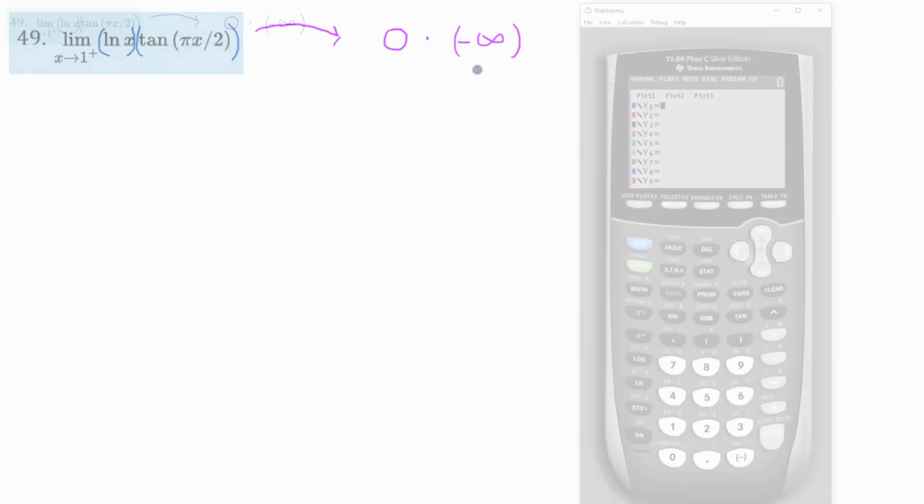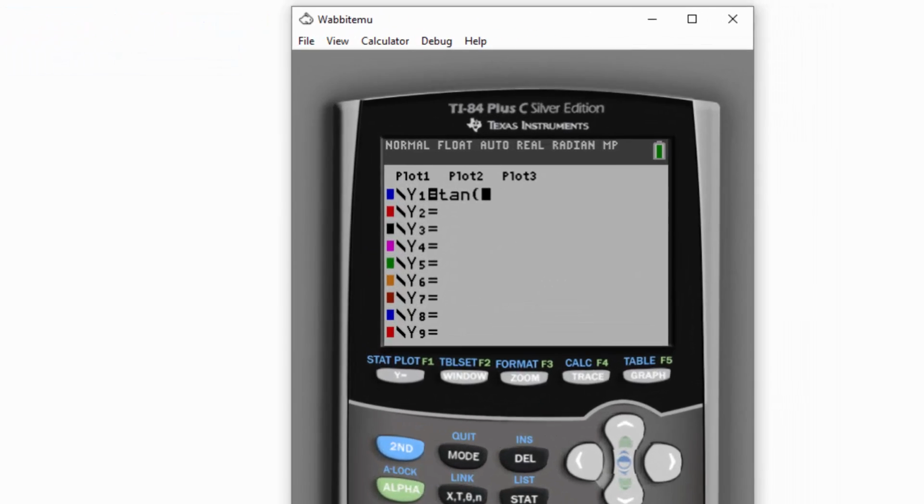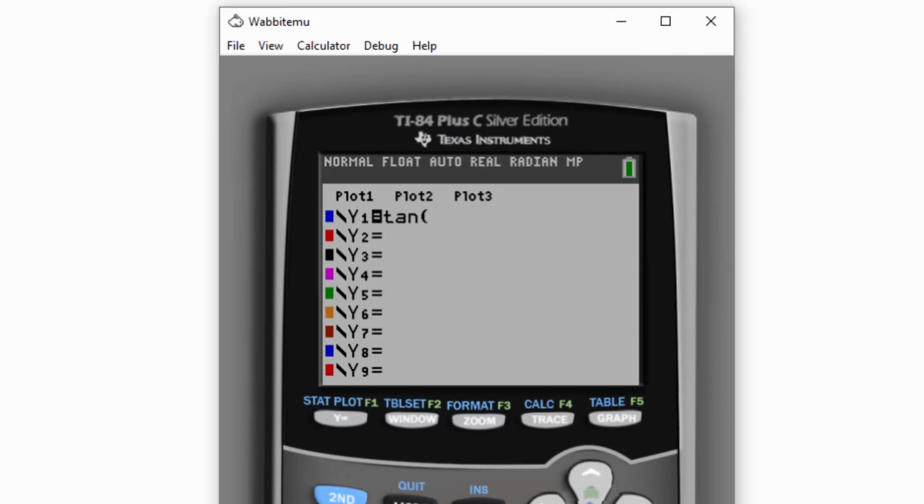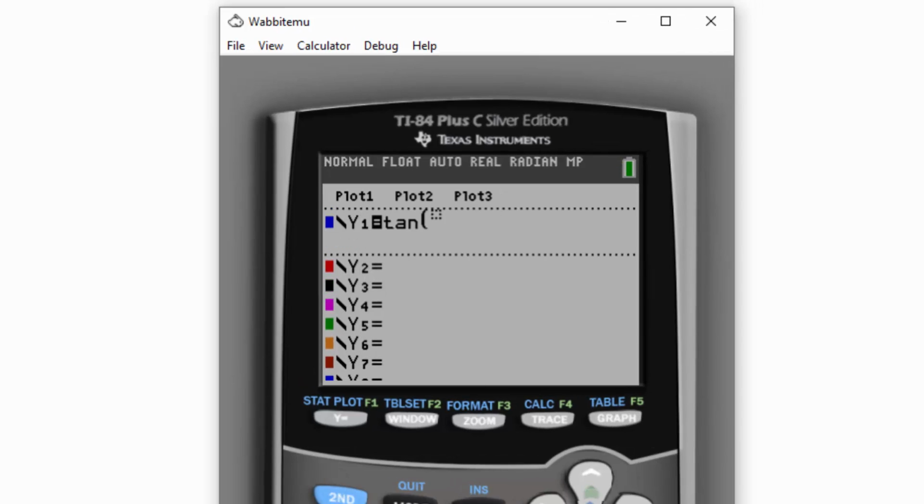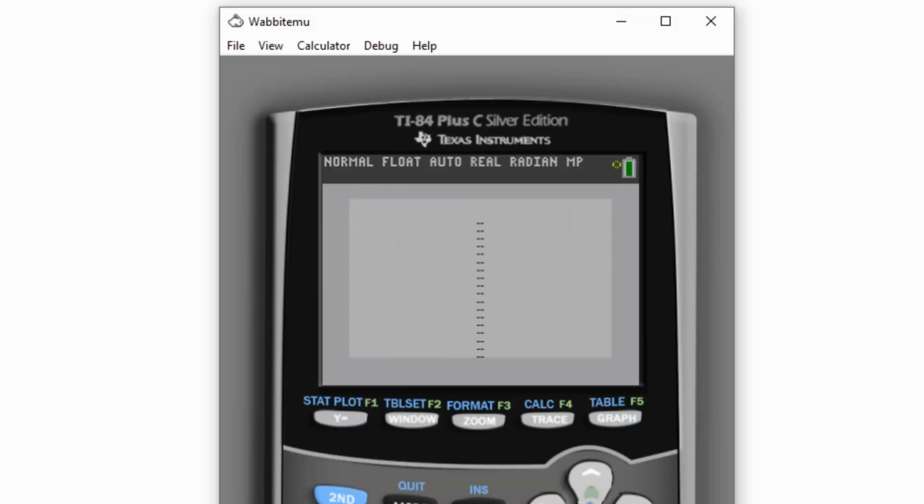And if you don't know that, you can always look at a graph. Tangent of pi x divided by 2. We'll graph it on a standard screen. Zoom number 6 goes from negative 10 to 10 on both axes. The window does.